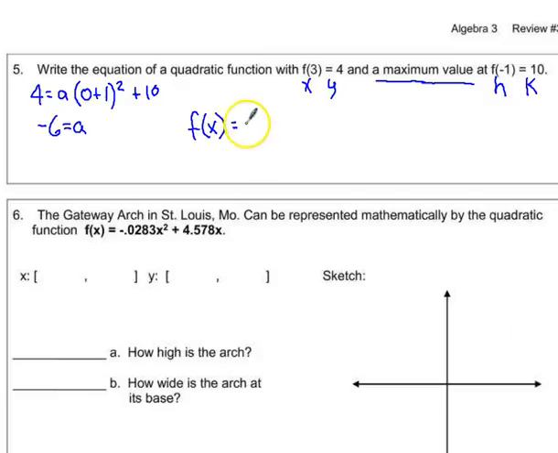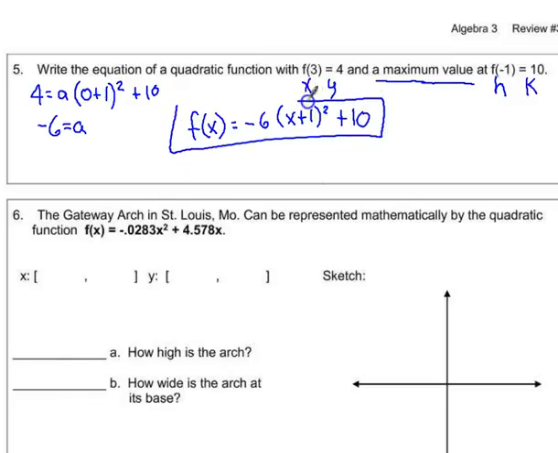There we go. f of x is equal to negative 6 times the quantity x plus 1 quantity squared plus 10. There is our final answer.